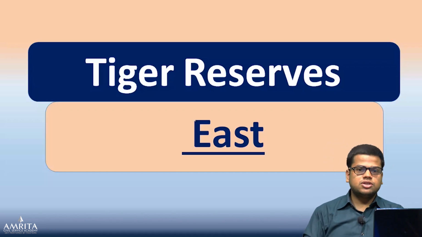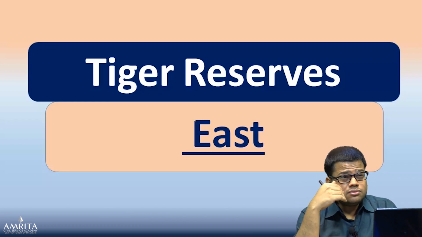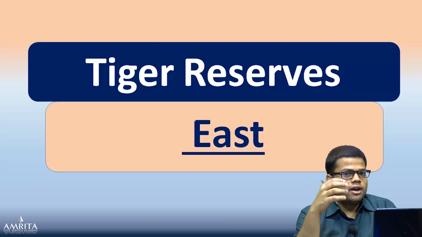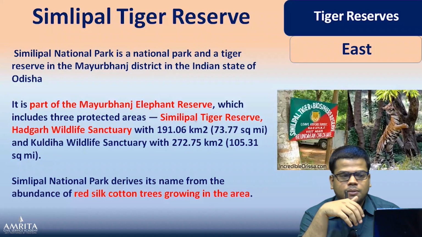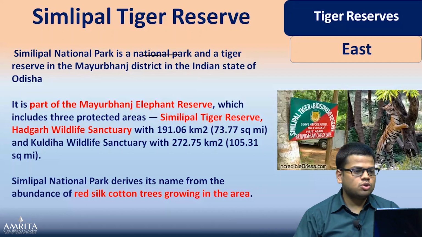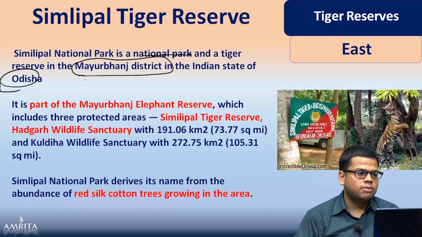In the eastern part, we have only states like Odisha and West Bengal, a very ecologically rich region, and we'll find many national parks and tiger reserves here. First, Simlipal. Simlipal is both a national park and tiger reserve in the Mayurbhanj district of Odisha. Mayurbhanj is a very resource rich region. It is a part of the Mayurbhanj Elephant Reserve. So the Elephant Reserve is there.